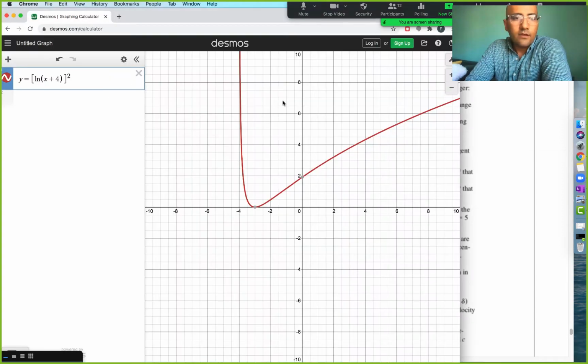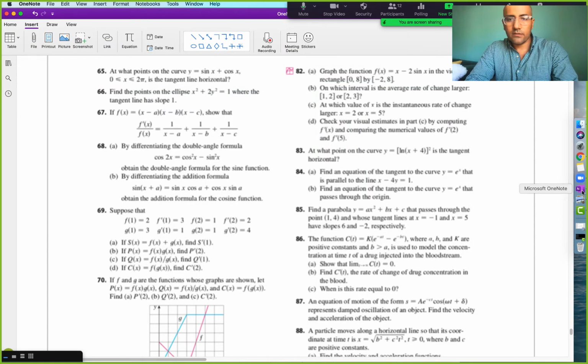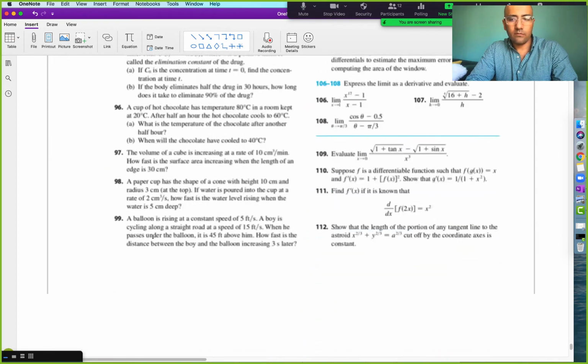Okay. So here's my function, right? And I want to find out when the tangent is horizontal, right? So already from the graph, I can get a pretty good idea of when that is. Remember that, let's go over here. What do I want to do? Let's put it down here.